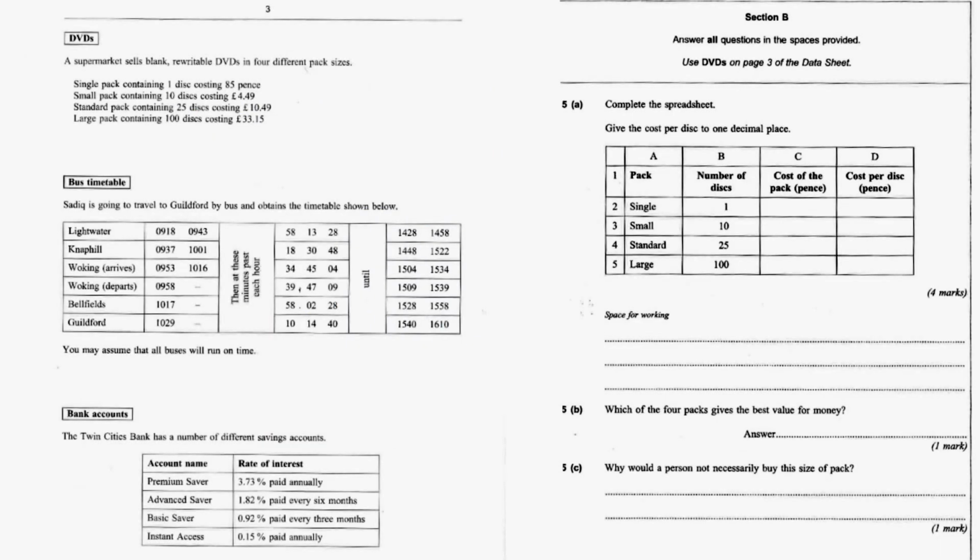Now we're on section B of our exam paper, and this time we have to use the DVD on page 3 of the datasheet. So this is the datasheet here. Now page 3 here, and this is the DVD. So this is the data we need to look at when we are answering these questions. Now it says complete the spreadsheet. So it's a spreadsheet question. Give the cost per disc to 1 decimal place.